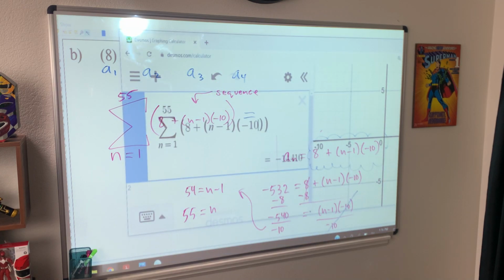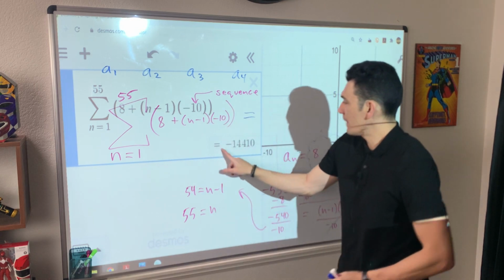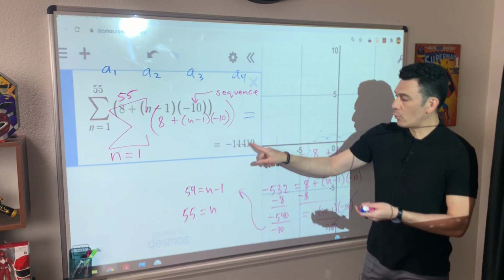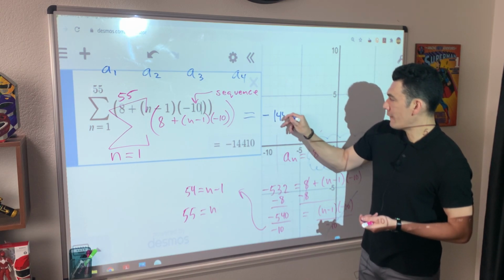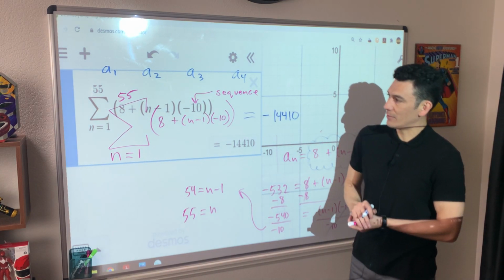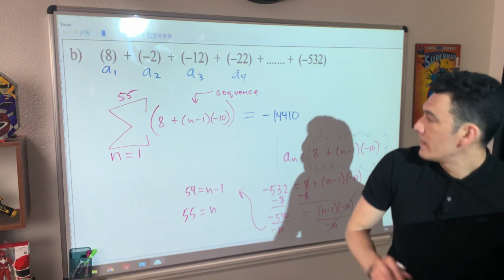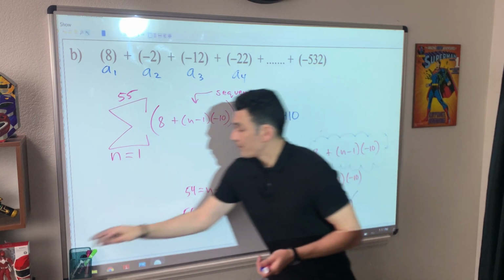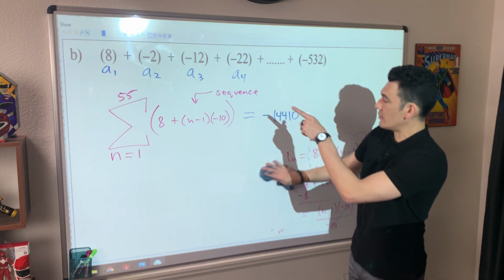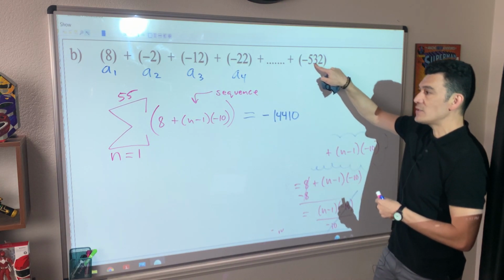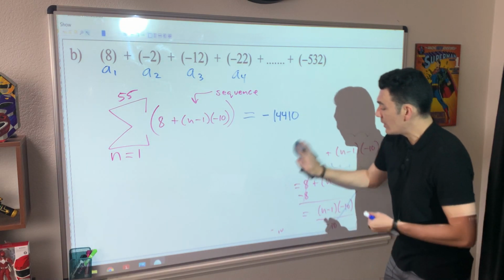And check it out. Desmos is saying, boom, right there, negative 14410. So thank you, Desmos, that is what that series is equal to. And let's see, so we took that series, we found who this was, it was the 55th term. Desmos gave us the value of the series.